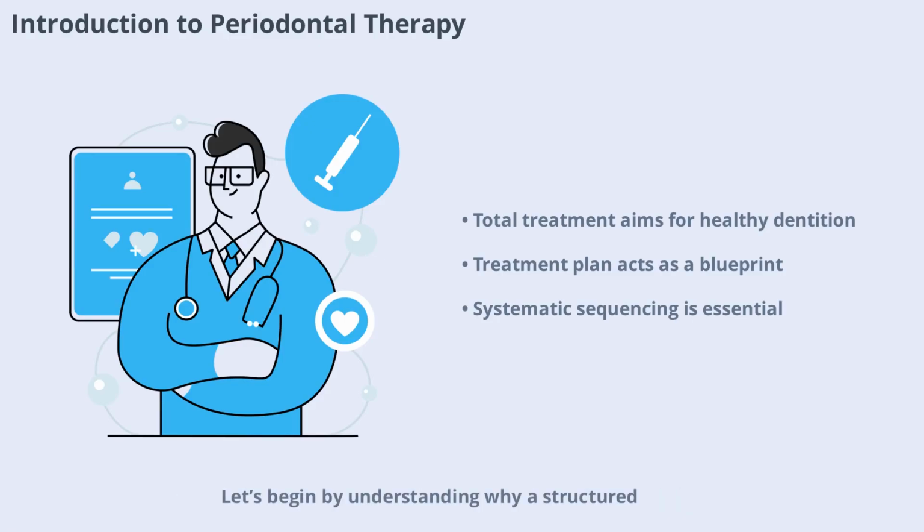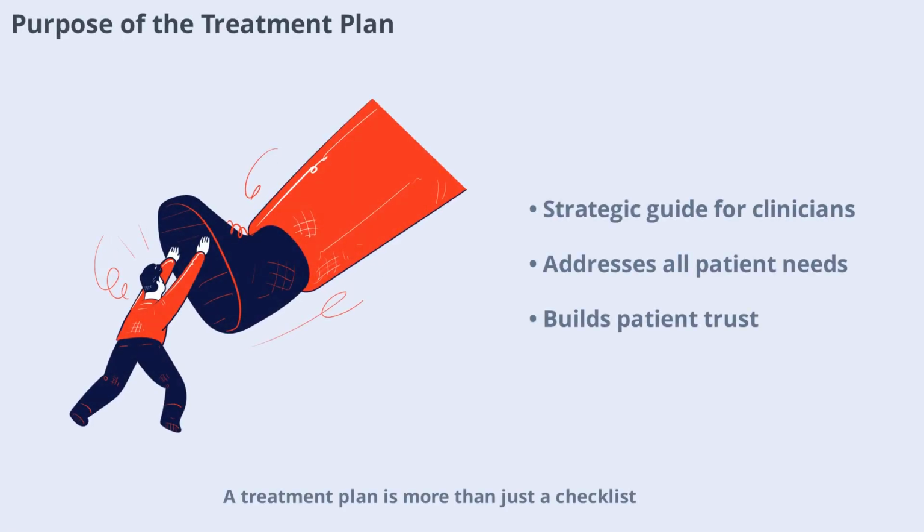Let's begin by understanding why a structured approach is crucial for successful periodontal outcomes. A treatment plan is more than just a checklist. It's a strategic guide that coordinates all necessary procedures to restore and maintain periodontal health. By mapping out each step in advance, clinicians can ensure that every aspect of the patient's condition is addressed, from emergency care to long-term maintenance.